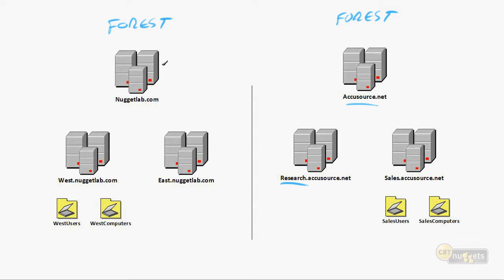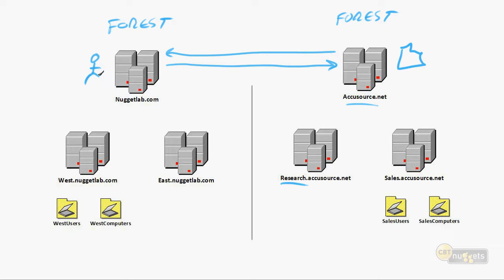So what we could create is a trust relationship that goes this direction here. So we will trust the users here, and we could also create a trust relationship so that they would trust our users here. And when we do this, we could now have a user here that can access resources such as a folder over here. It looks kind of like a boot. It's a very misshapen boot. But anyway, this user can now access this folder over here because of this trust relationship. Okay? Because AccuSource.net has trusted NuggetLab.com and inherently the users in that domain.